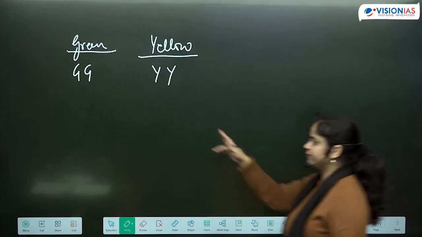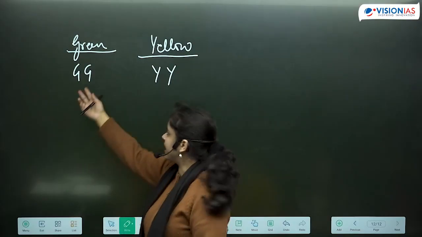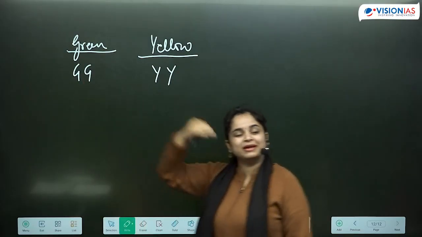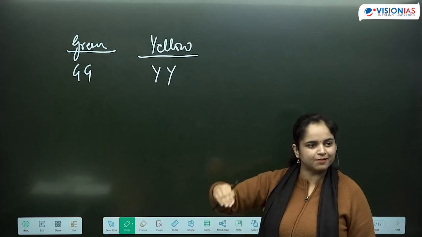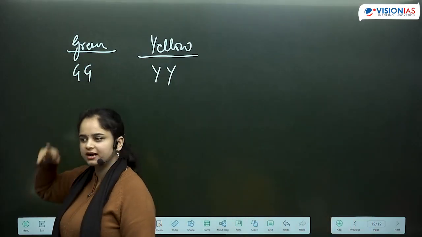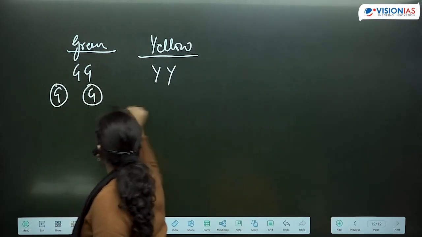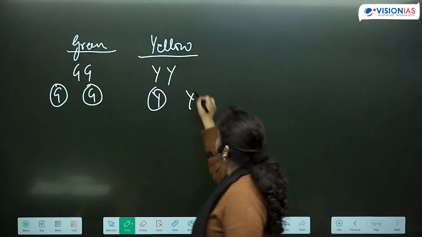Here, if the organism's composition, because we are considering only one feature, तो यहाँ पे अगर 2 हैं, gametes की stage पे या while preparing for reproduction, this has to separate. So 2 की जगह it's going to become half, and you will have G and G. Similarly, यहाँ पे Y and Y.